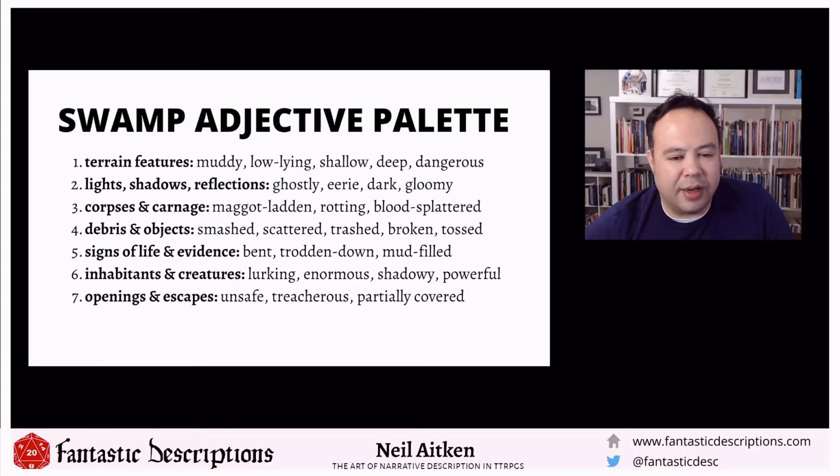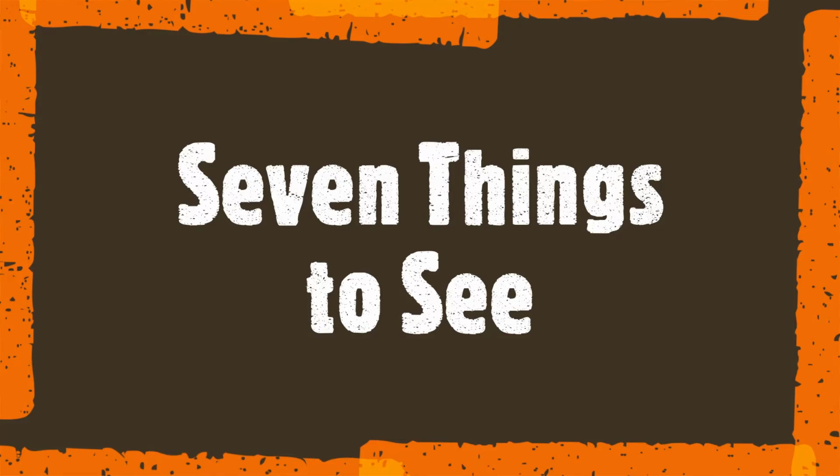Openings and escapes. How would I describe the different passages or portals or ways in and out of the swamp? I'd probably say unsafe, treacherous, partially covered, concealed. I might say waterlogged or swampy. Who knows? Whatever, marshy, swampy, those types of things. And again, even though we're talking sight and visual things, you may find yourself leaning on words that come out of sound or come out of smell.